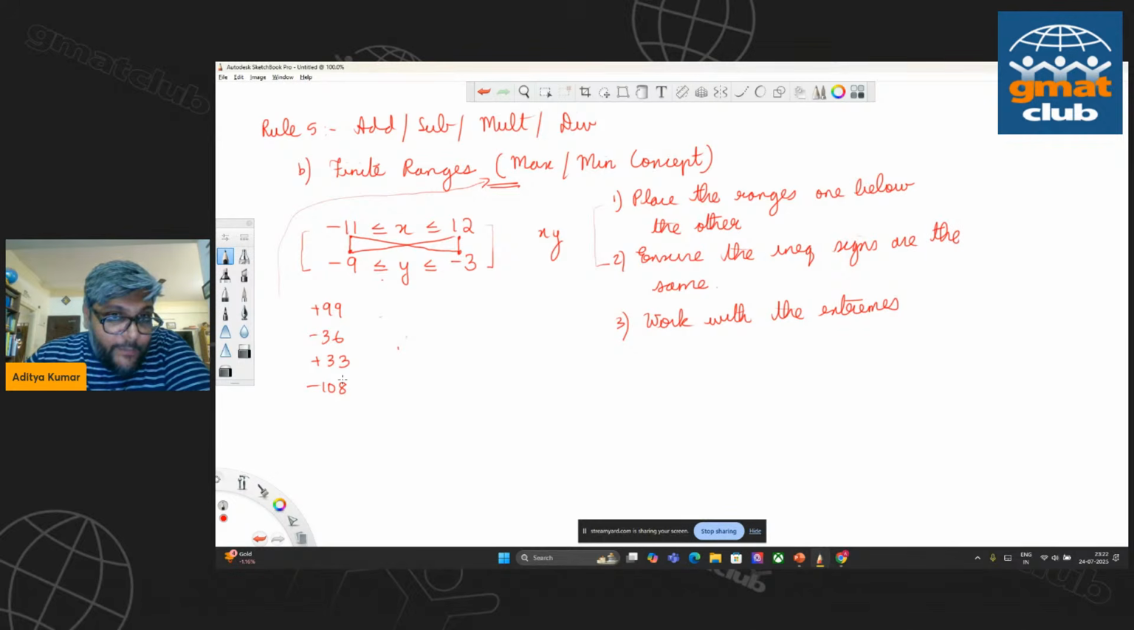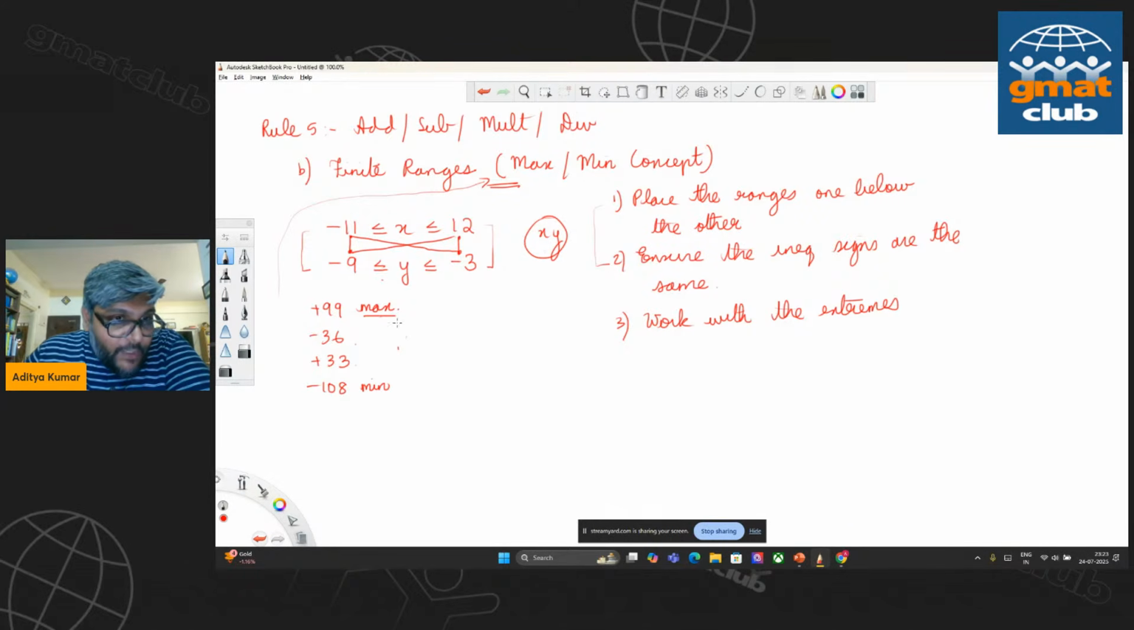So all I'm doing is I'm performing that mathematical operation between the extreme values. If it was x minus y, I would have done the same. I would have subtracted the extremes and written the four possibilities. If they asked me for division, I would have divided and got to the four possibilities. So when I'm working with all the extremes, I'm going to get four possible values of x into y. The maximum value out of these four would be the maximum possible value of xy. And the smallest value, that is minus 108 in this case, would be the minimum possible value of xy.